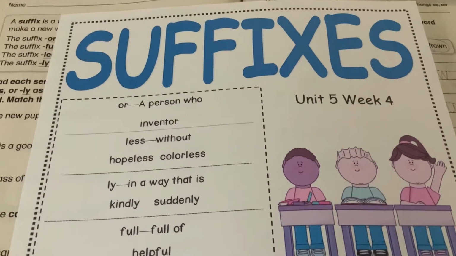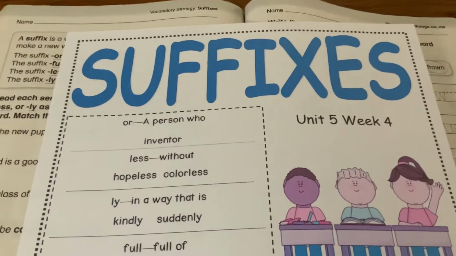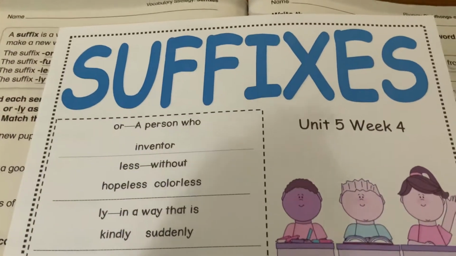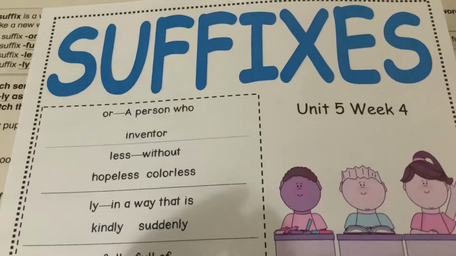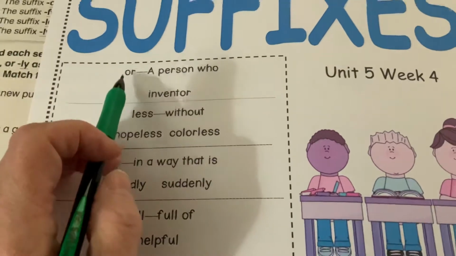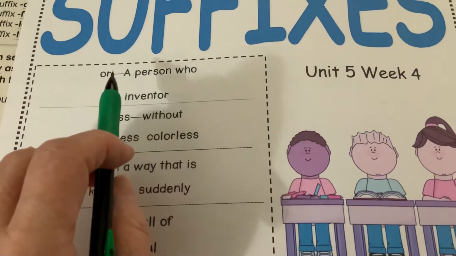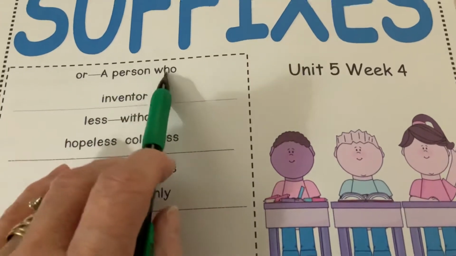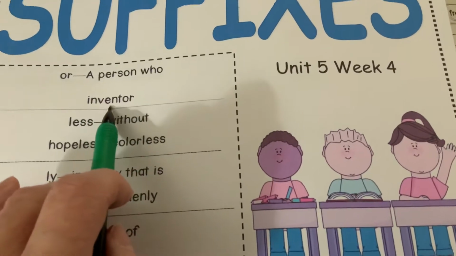Okay, also in this week's lesson, we're studying suffixes, and we talked about what prefixes are. A prefix is what you add at the beginning of a word that's already there. A suffix is what you add to the end of a word that changes the meaning. There are 4 suffixes that we're talking about. We can add OR, which means a person who. Last week we talked about adding ER, which means a person who, but OR can also mean a person who, like inventor. An inventor is a person who invents.